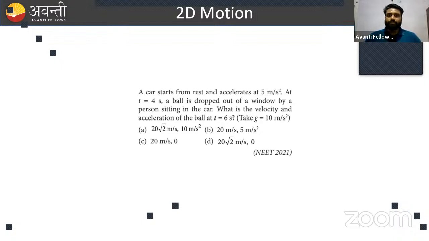A car starts from rest and accelerates at 5 meter per second square. At t equals 4 seconds, a ball is dropped out of a window by a person sitting in the car. So what is the velocity and acceleration of the ball at t equals 6 seconds? Take g equals 10 meter per second square. This is a simple question, not too heavy to solve. Till then you are solving, I am just writing the given terms over here.